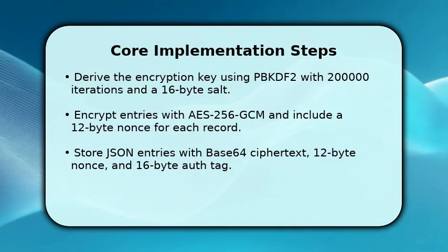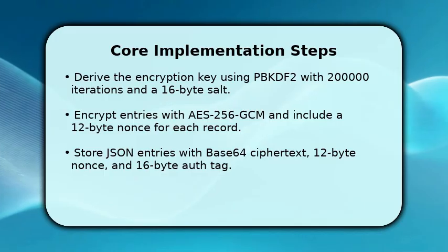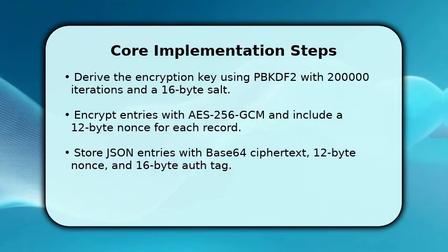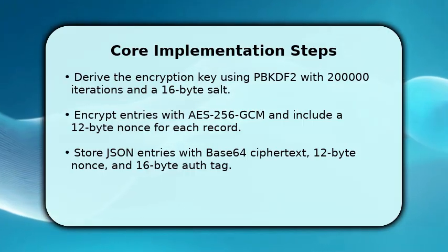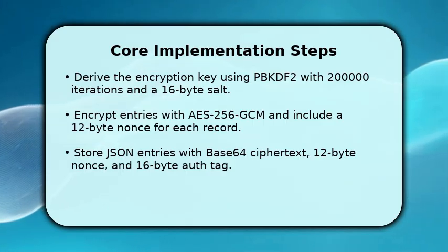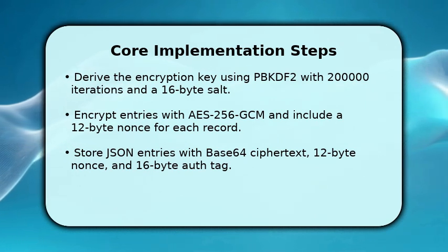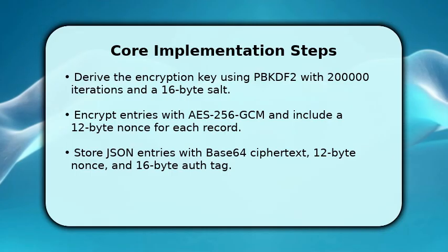Implement the core functions next: key derivation, encryption, decryption, and file I/O. Derive the encryption key using PBKDF2 with 200,000 iterations and a 16-byte salt. For each record, encrypt with AES 256 GCM and a unique 12-byte nonce per entry. Store records as JSON with base64 ciphertext, the 12-byte nonce, and the 16-byte authentication tag. Ensure file writes are atomic by writing to a temporary file, then performing an atomic rename.